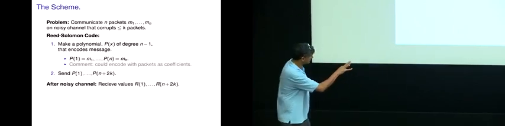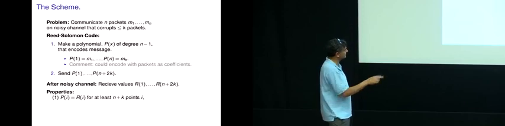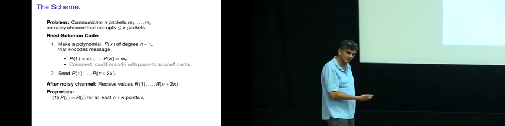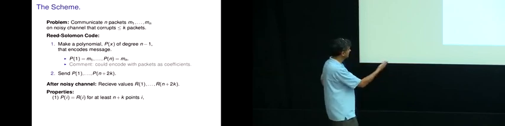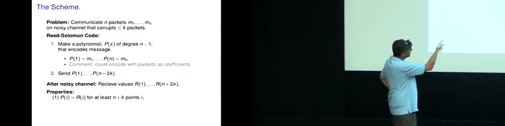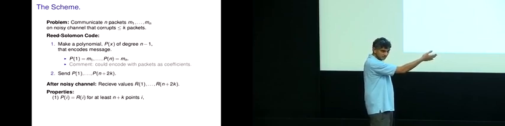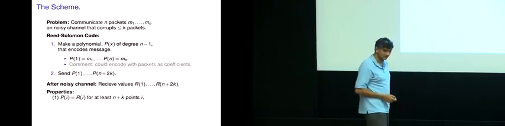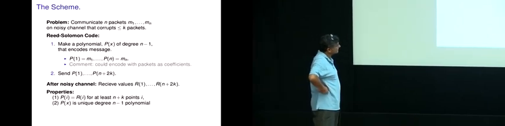So here's the property. We know that for at least n plus k points, they do agree. P of i agrees with R of i. What you got is actually the real value of the polynomial evaluated at i. That's what P of i means, the real value of the polynomial evaluated at i. R of i is the thing you received, which may or may not be the real value. But for at least n plus k points, it is the correct value.